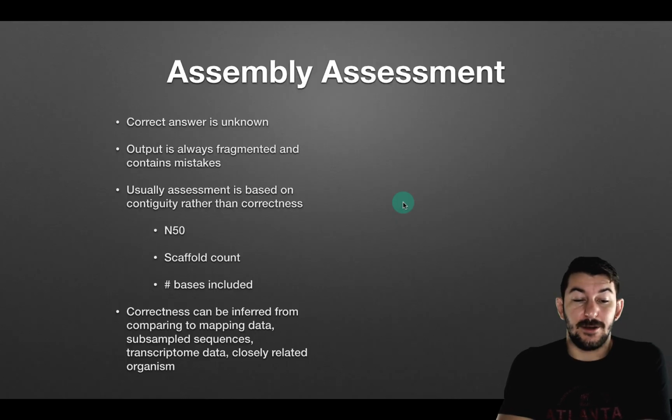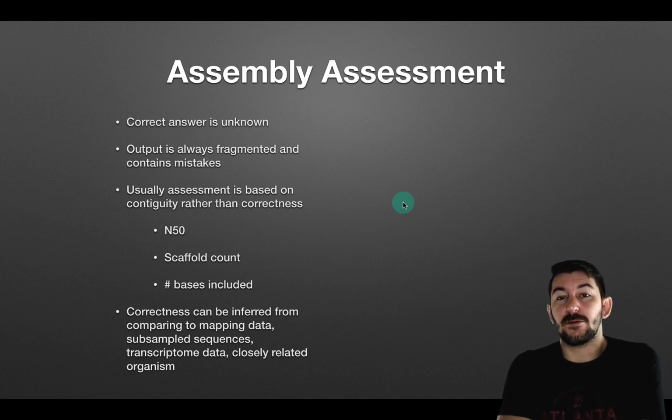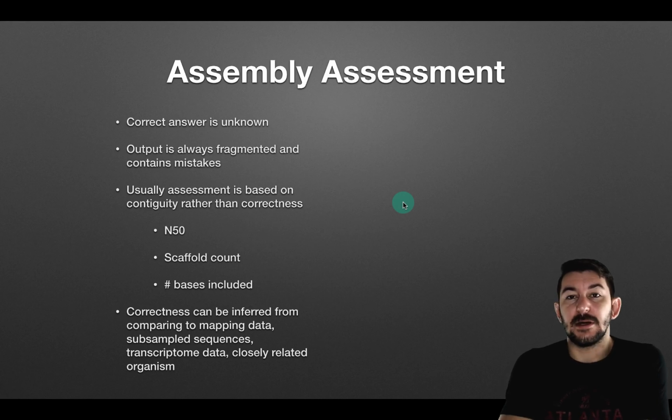When this is all said and done, you end up with a bunch of contigs and scaffolds in a FASTA file. How do you know that it's good? And this is really one of the most difficult things to wrap our heads around, because you don't necessarily know everything. No one sat down and just read through a genome, because we don't have that technology or the time to sit there and read 50 billion base pairs. So the actual correct answer is always unknown.